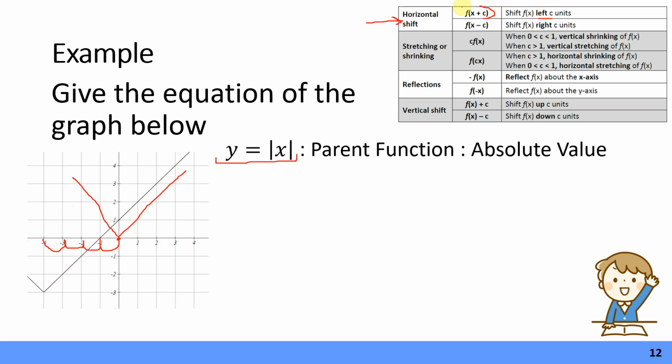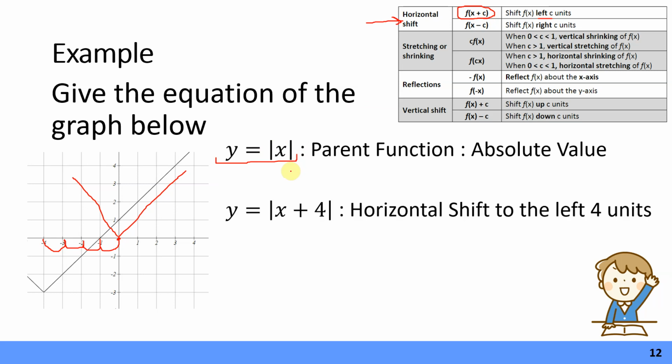So that means I'm going to have to add a +4 inside the parentheses. Again, I don't have to add parentheses because the absolute value kind of represents parentheses. So that's the first thing I'm going to do. I'm going to add a +4, which according to the table represents a horizontal shift to the left 4 units. So pretend that this V moves 4 units to the left. So now it's here. Okay, we're still not done though because it has to end up over here.